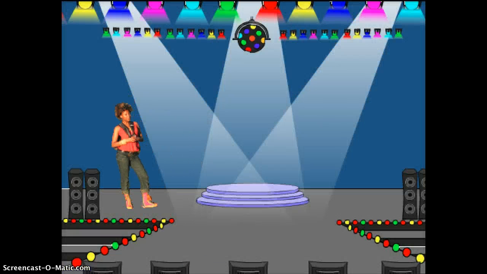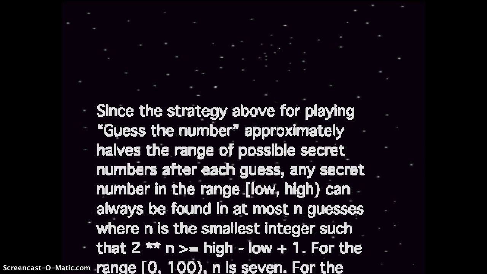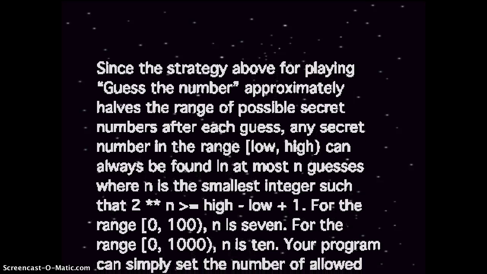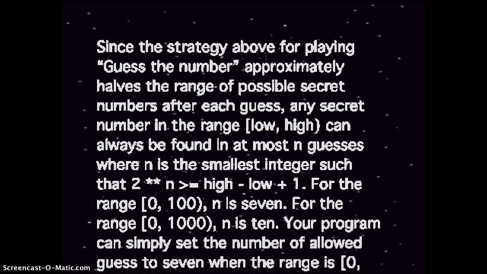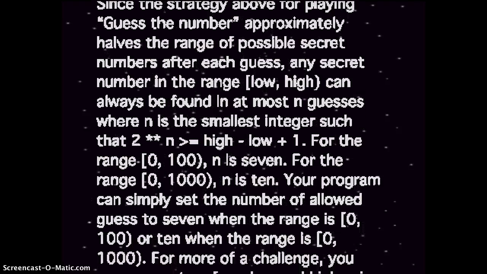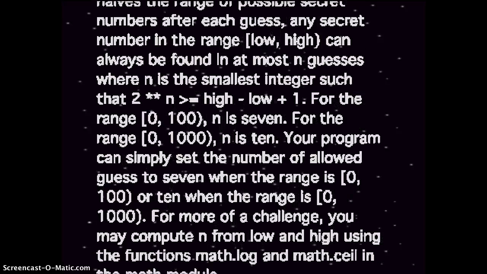This week, I would like to shine a spotlight on a little math problem: how to solve for n when n is an exponent. The idea for this topic came from reading the mini project description for this week's Guess the Number game. This is the part of the program where we are asked to restrict the player to a certain number of guesses. Specifically, we are asked to allow n guesses where n is the smallest integer such that 2 to the n is greater than or equal to high minus low plus 1.